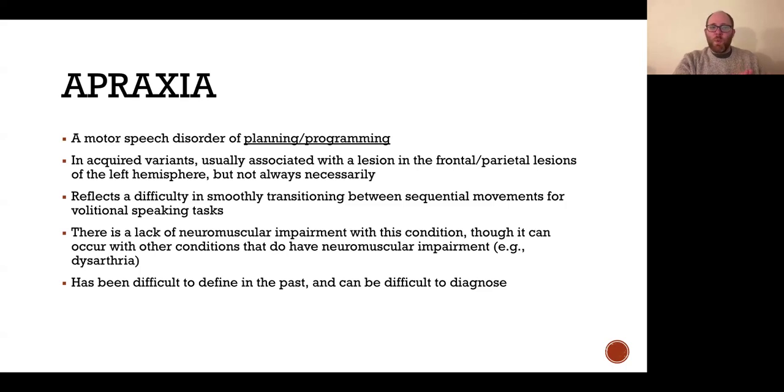So, with a word, it's "what" or "d." They may have difficulty going from the "what" to the "d." That's that smooth, sequential transition. There is a lack of a neuromuscular impairment with this condition.